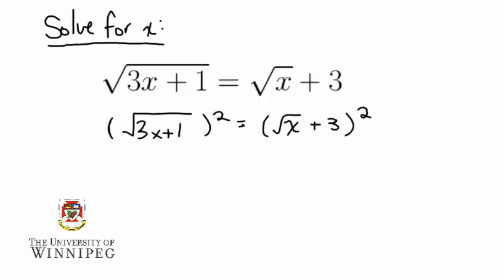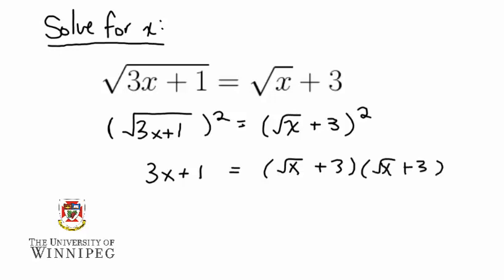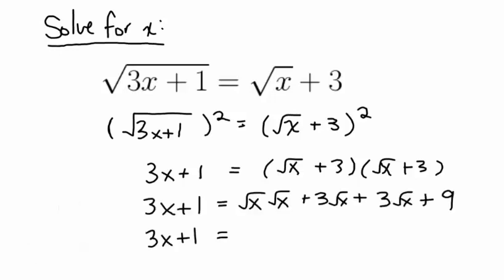Remember that when you square both sides, you have to square the entire side. So that means over here on the right, we're going to have square root of x plus 3 all to the power of 2. The left-hand side is going to simplify to 3x plus 1 because the action of squaring is going to undo the action of taking the square root. Over on the right-hand side, we can rewrite this as root x plus 3 times root x plus 3 and expand this out to simplify.